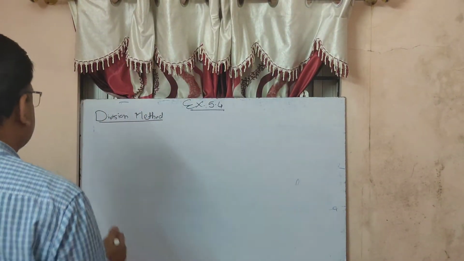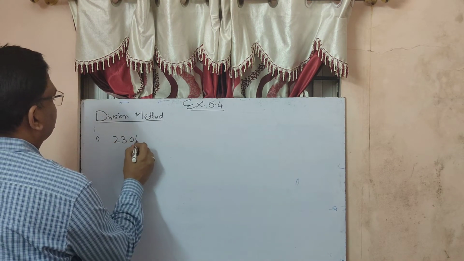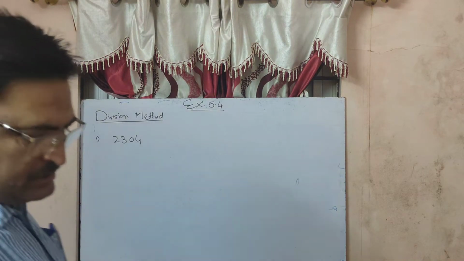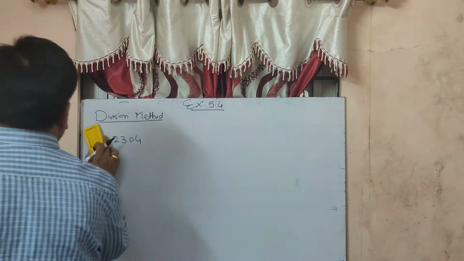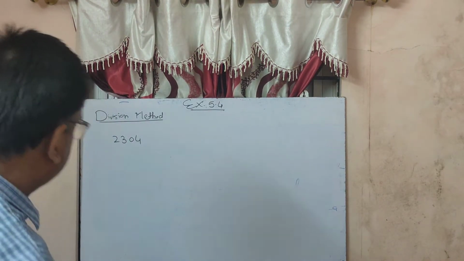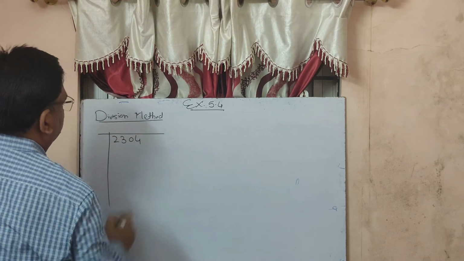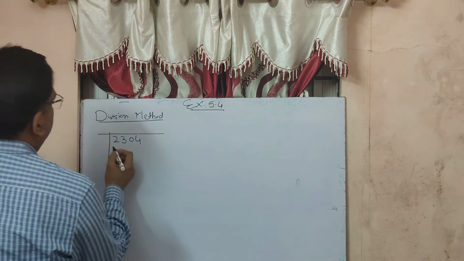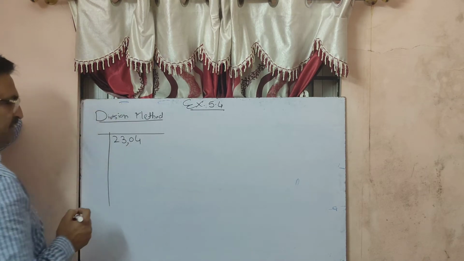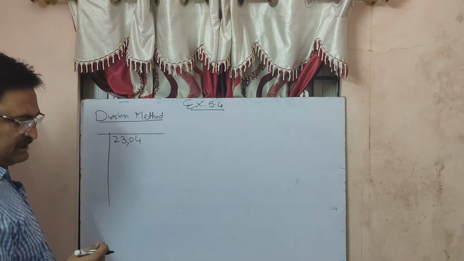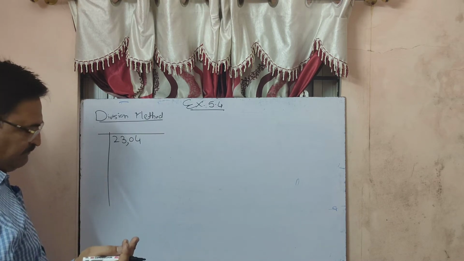The first one is 2304. Now this is the first example. How do we find the square root through the division method? You know first of all what you have to do. Put a line here. How many digits are there? 1, 2, 3, 4. They are an even number, so 2 at a time. If an even number of digits, then 2 at a time. If odd, 1 first and then 2, like that.